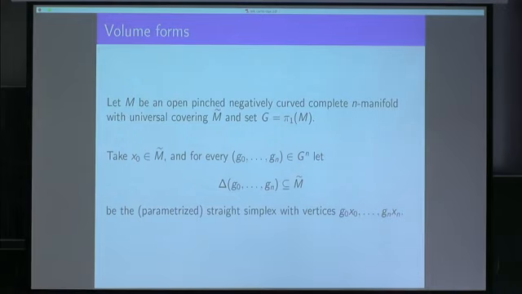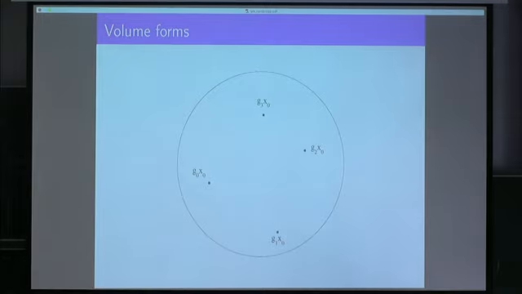Here, there are many ways to construct straight simplexes. There are methods using the barycenter method by Besson, Courtois, Gallot, but there is an easier way, which is sufficient for our purposes, which is just taking cones. So we start from these 4 points.